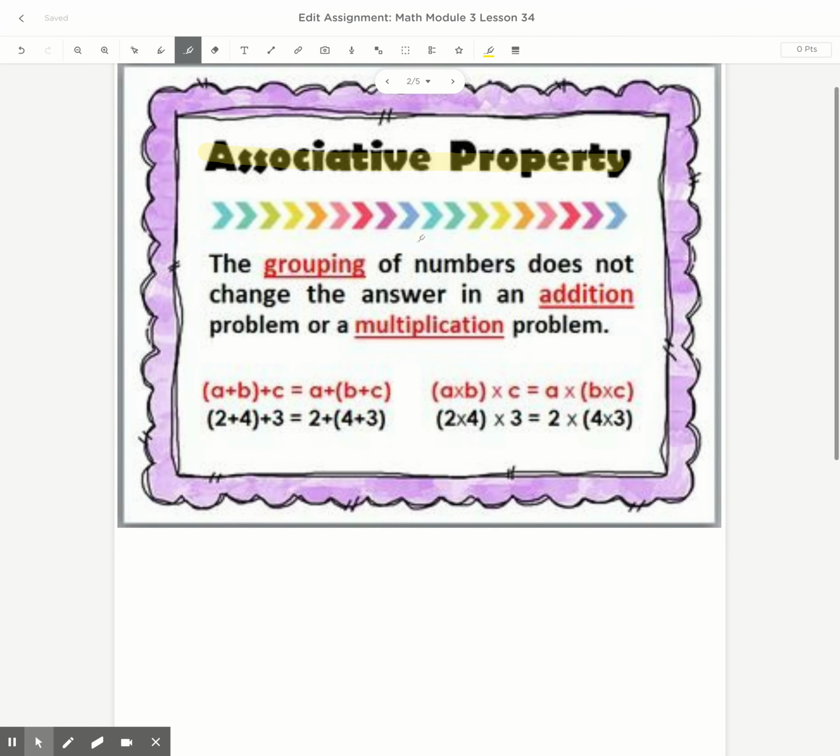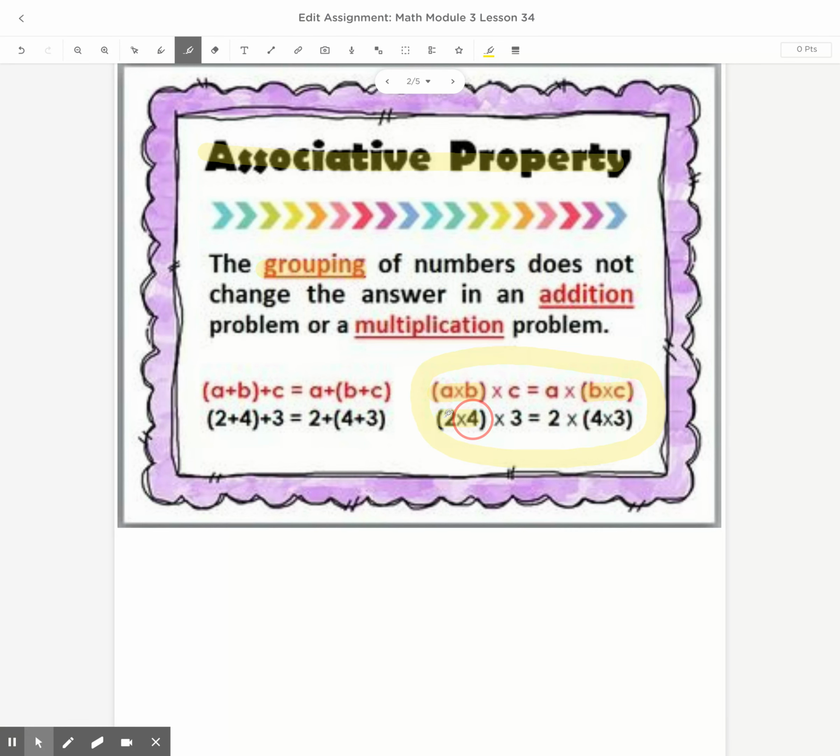So the associative property applies to both multiplication and addition. It basically just states that the grouping of numbers does not change the answer in an addition problem or a multiplication problem. So let's look at these two examples over here. The top one in red shows a times b in parentheses and then times c, and that is the same thing as if we were to put the parentheses around b and c. So they give us an example with actual numbers right down below it.